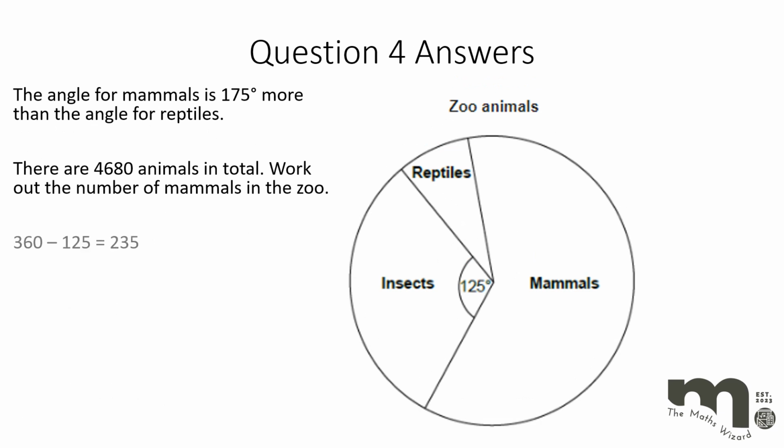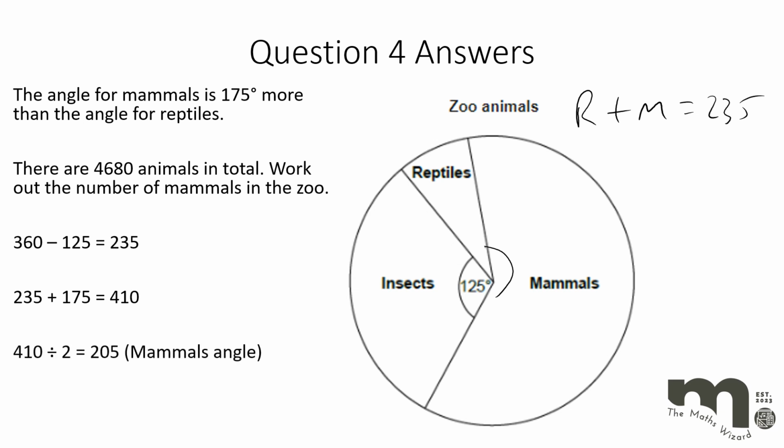So first thing I've done here is I've taken away that 125. Now that tells you you've got 235 left. So this entire angle for the reptiles and the mammals added together is making 235. But we know that the larger angle, the mammals, is 175 degrees more. So if you add that on to 235, you get 410. And if you half it, that will tell you the larger of the two angles, which is the mammals, and that's the one we want to know to answer this question.